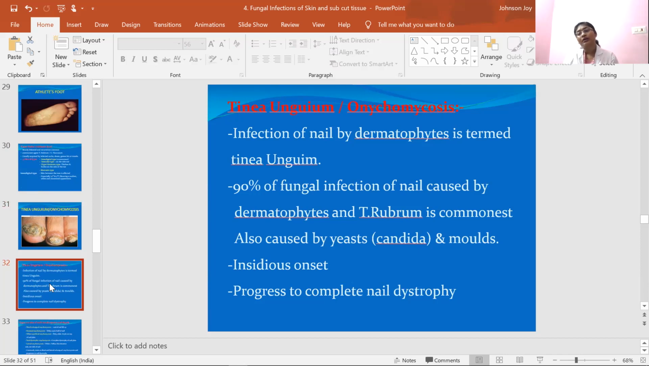So 90% of the fungal infections of the nail are caused by dermatophytes, and it can also be caused by yeast like Candida and the molds. It will be insidious in onset and gradually progressing, which will at last lead to nail dystrophy.